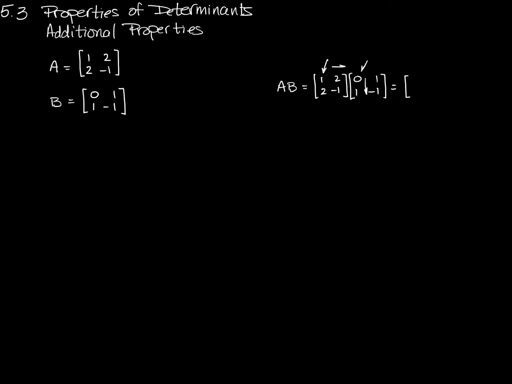So I have 1 times 0 plus, move across and move down, 2 times 1. And that came from row 1 in my first matrix and column 1 in my second matrix, so it goes in the position of row 1, column 1 in my answer matrix. All right, now I'll do the same thing, but with row 1 and column 2.